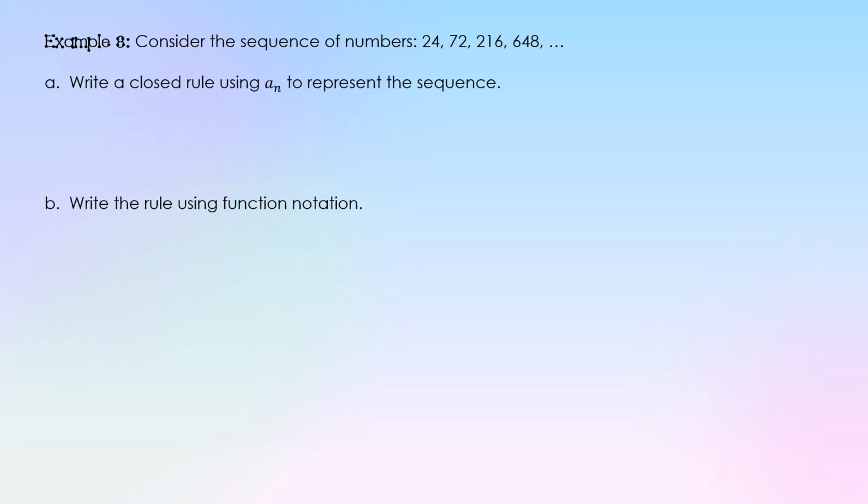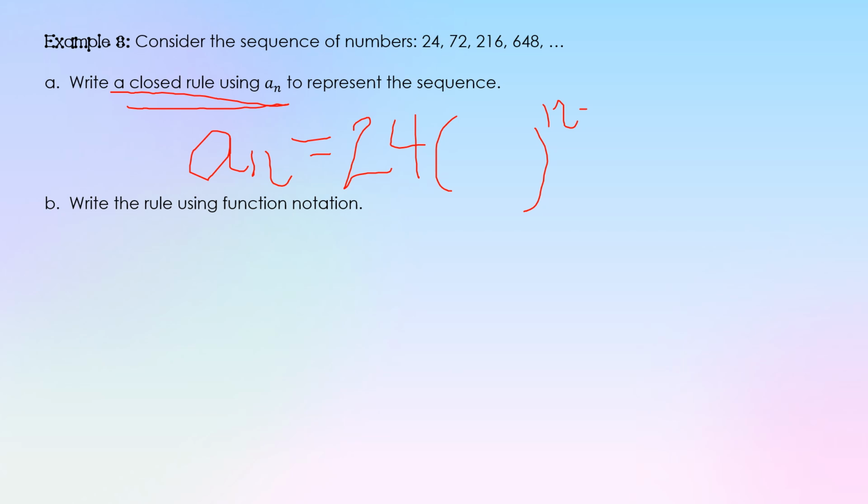All right, so now we're looking at a sequence. It's 24, 72, 216, and 648. We're going to write the closed rule using a sub n. So we're doing our a sub n equals the first term, which is 24, times the common ratio, and then to the n minus 1. Now, if you can't look at that sequence and identify the common ratio, then remember to find the common ratio, take any term, I'm going to use 72, and divide by the previous term. So that would be 72 over 24, which would equal 3. So the common ratio is 3.